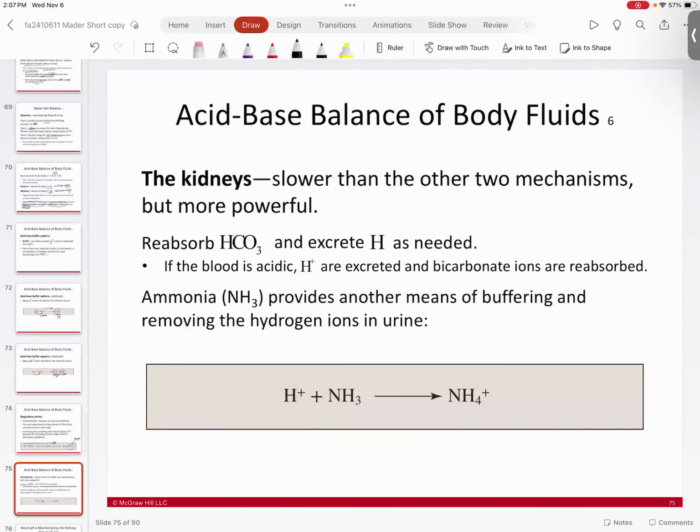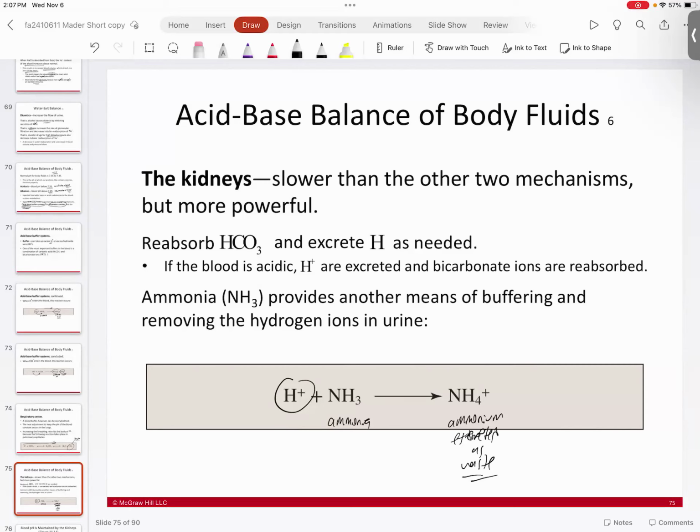And then of course, in the kidneys, we can take a hydrogen ion and we can pair it up with any number of more basic types of molecules. For instance, a common one is we take some ammonia and we use the ammonia to grab onto the hydrogen ion, and it turns into ammonium, which can be excreted as waste in the urine stream.